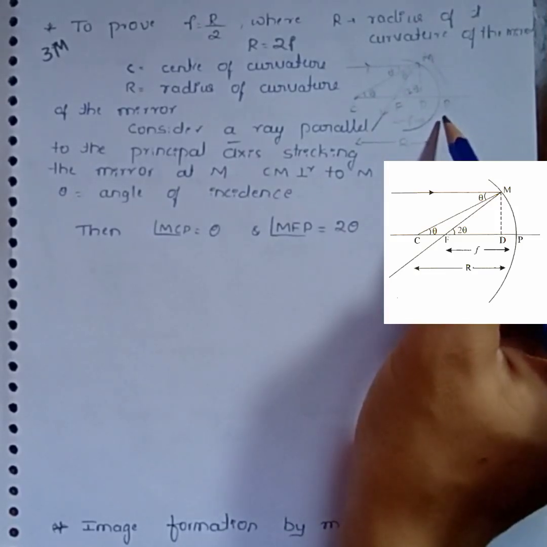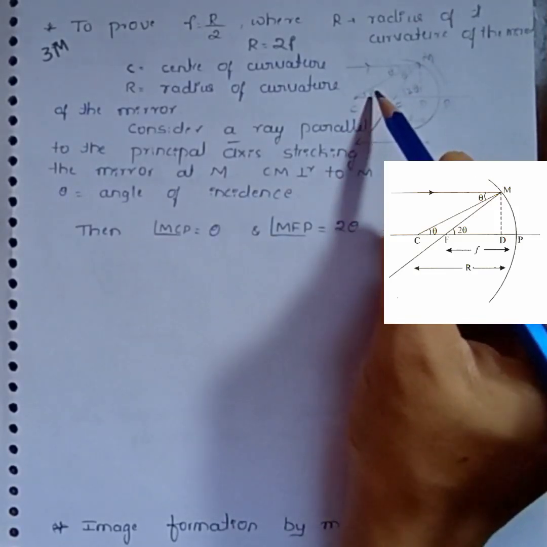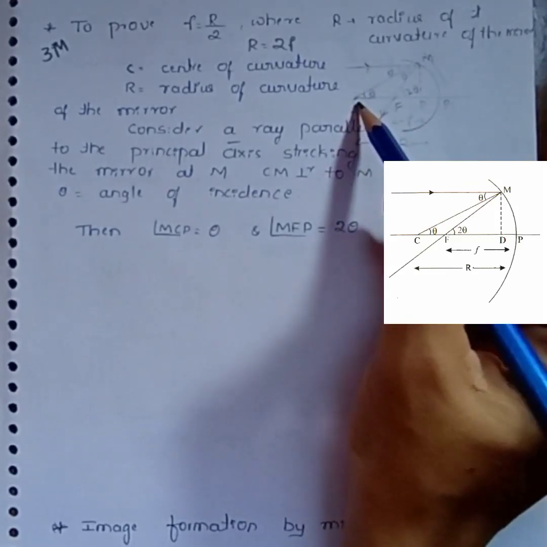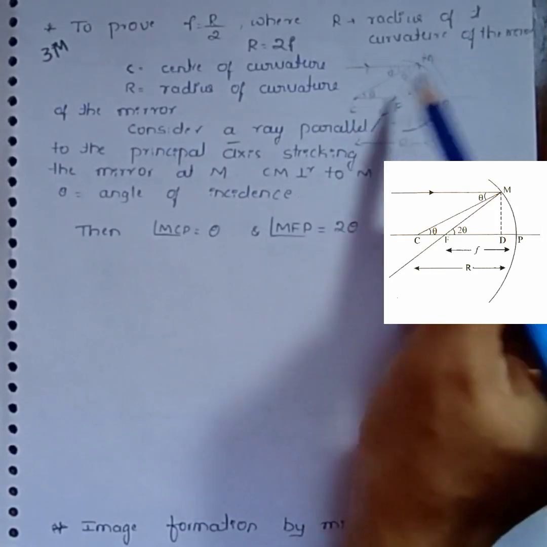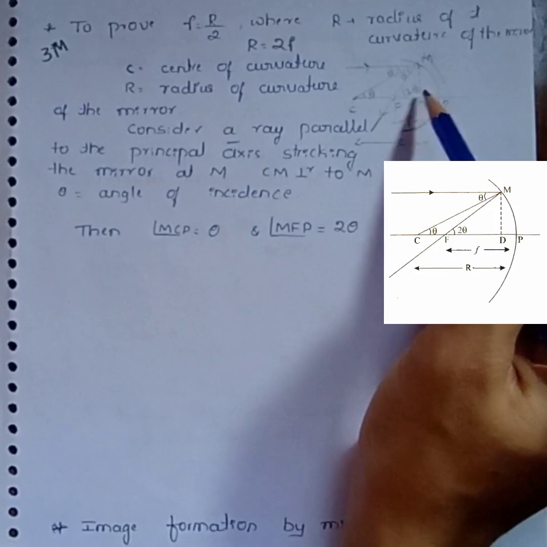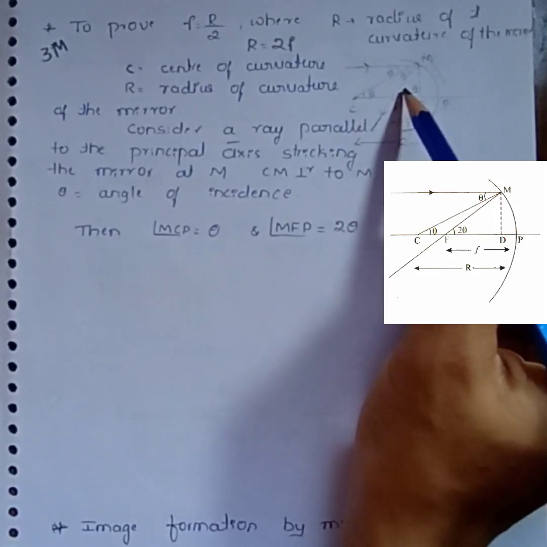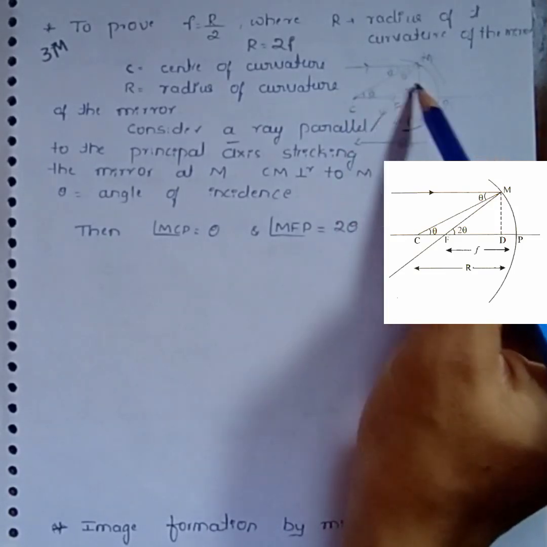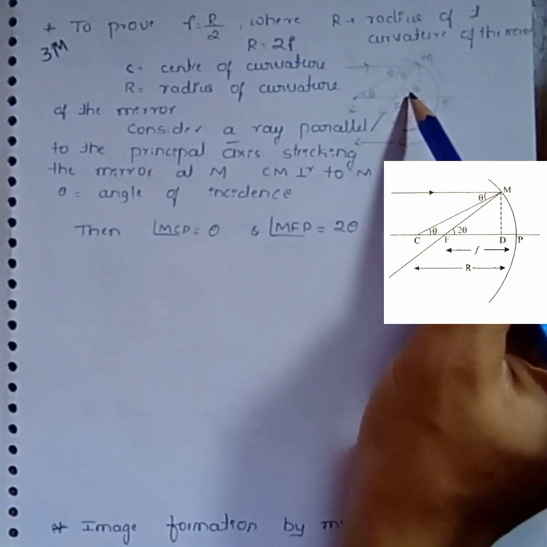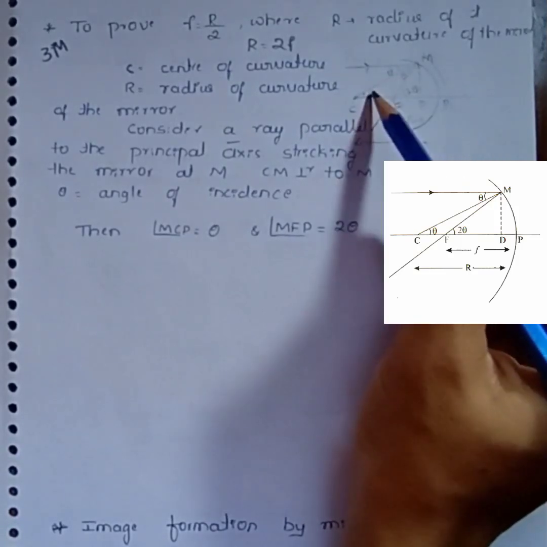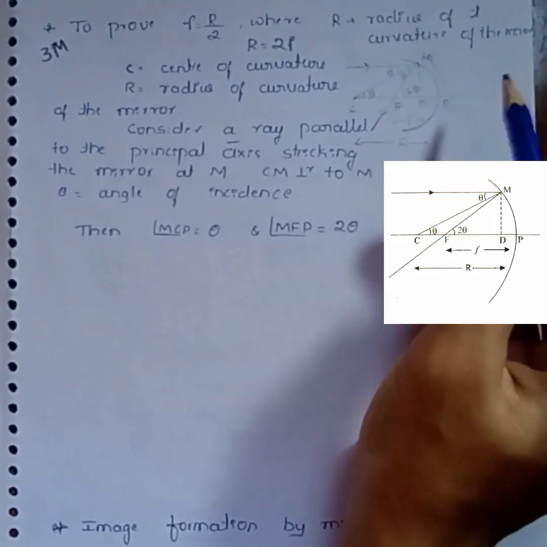That one is the mirror. And theta is the angle of incidence. Then angle MCP is equal to theta and angle MFP is equal to 2 theta. That one is the exterior angle, which is equal to the sum of the interior angles. The exterior angle is 2 theta, which is equal to the sum of the interior angles, that is theta plus theta.